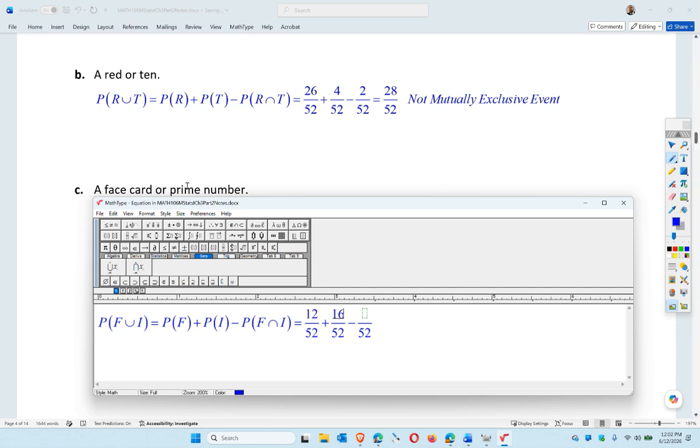Well, can it be both a prime number and a face card? No, you're either a royalty card or a number. You can't be both. So that's 0. So you don't actually have to put this AND this if you know it's mutually exclusive. So my answer is 28 out of 52. So we know this is a mutually exclusive event.